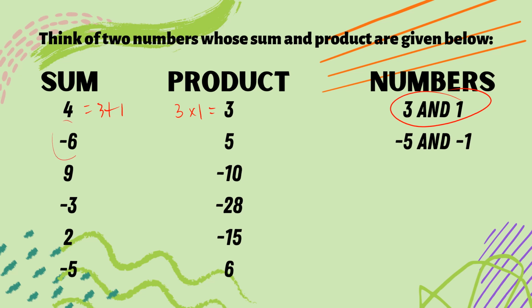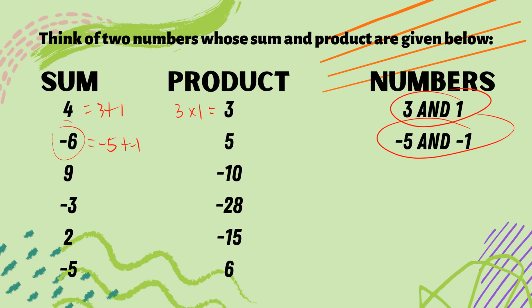Since ang sum natin is negative, syempre iisip na ako ng dalawang negative. Diba? Kasi kung dalawang positive ang imumultiply ko, hindi ako makakakuha ng sum ng negative. So, sa negative na ako nag-isip. And the answer is negative 5 and negative 1. Because negative 5 plus negative 1, remember, adding integers with the same sign, you add the number, then you copy the sign. So, 5 plus 1 is 6 and the sign is negative.